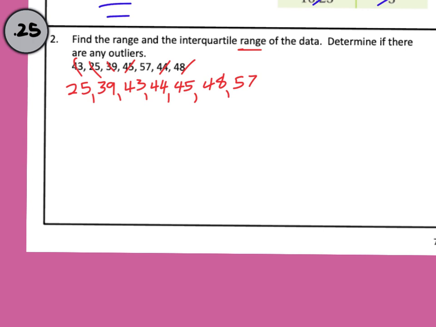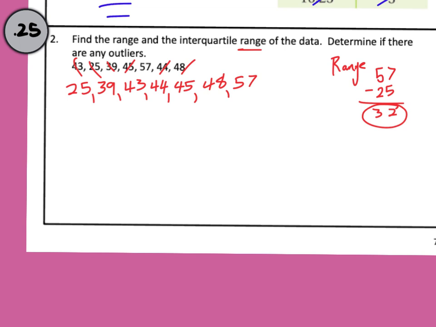Did another example with it. So to find the range, remember, we are going to just simply take the largest number and we'll subtract the smallest number. That's 2, that's 3, so we have 32 is our range.